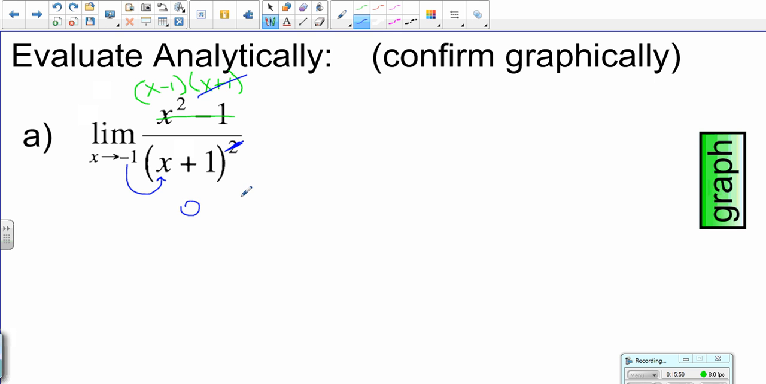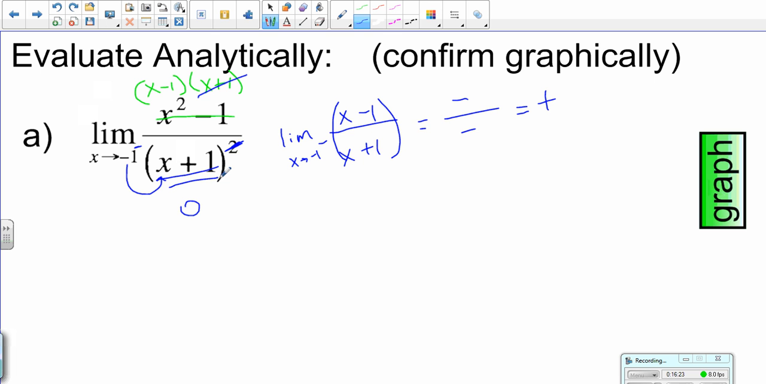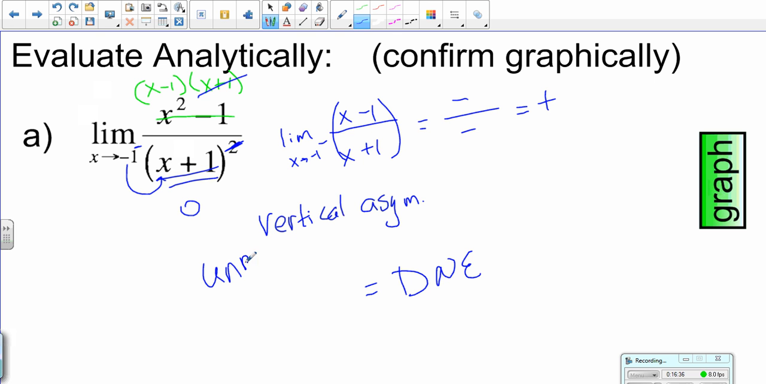I could break this thing off into left-hand and right-hand sides, where I analyze it from the left of negative 1. That would give me a negative value. So on top, I would have x minus 1 over x plus 1, the limit as x approaches negative 1 from the left. That would be a negative value on top and a negative value on the bottom, giving me some sort of positive. However, I know there's a vertical asymptote here. So a vertical asymptote probably will result in unbounded behavior, and that would give us a does not exist for this limit.